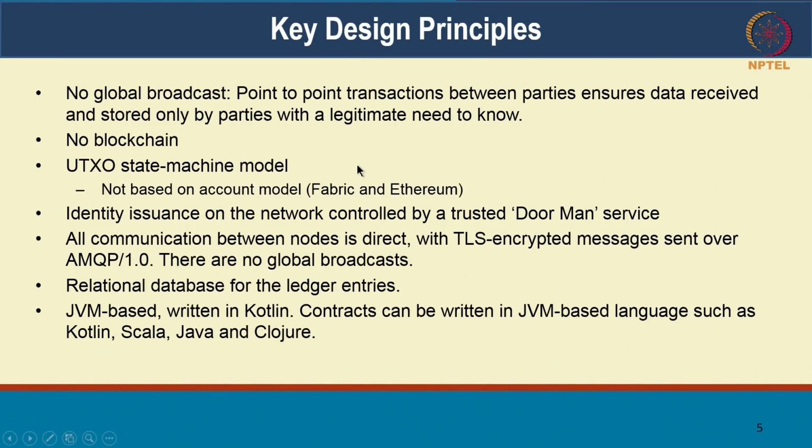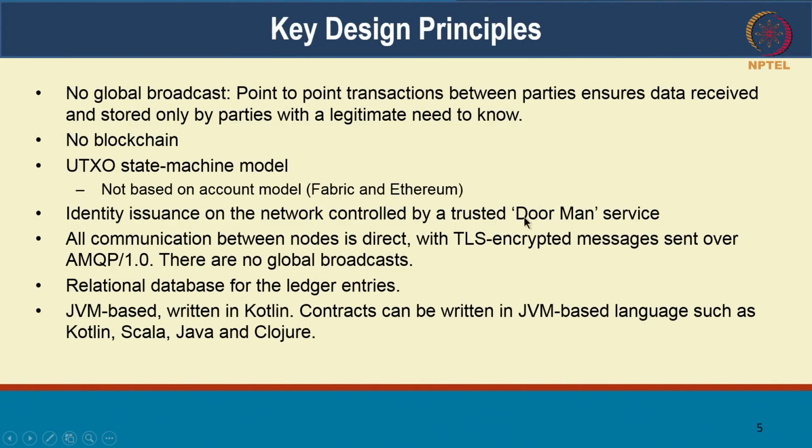It does use a UTXO state machine model, and it does have a way to verify that you are actually trying to use unspent transactions and you're not trying to double spend in any way. It's not an account-based model. Fabric and Ethereum use an account-based model, where there are accounts and accounts can store arbitrary state. Whereas here there is a UTXO model, and you're only going to be transacting with unspent transactions.